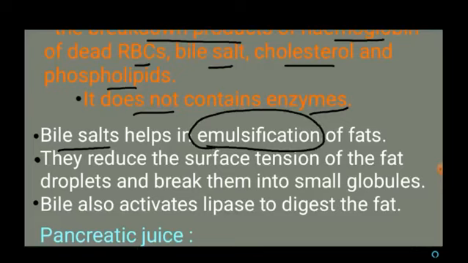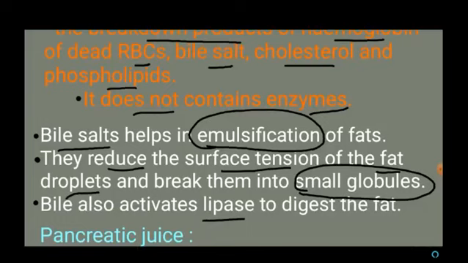So what do you mean by emulsification? During emulsification of the fats, the bile salts reduce the surface tension of the fat droplets and break them into small globules. Thereby the small globules are easily available for the enzyme lipase for the further digestion of fat. Also the bile juice activates lipase. Thus the activated lipase acts upon small globules of fat and digests the fat into less substance.